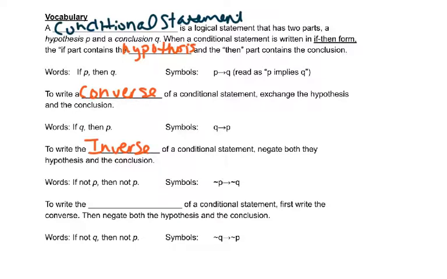To write the contrapositive, that would be whenever you switch them. So it's like the converse and the inverse put together. So if not Q, then not P. So then the symbols are not Q, then not P.